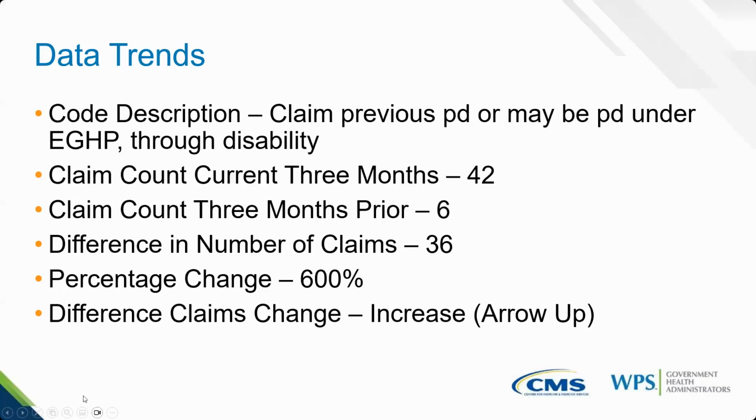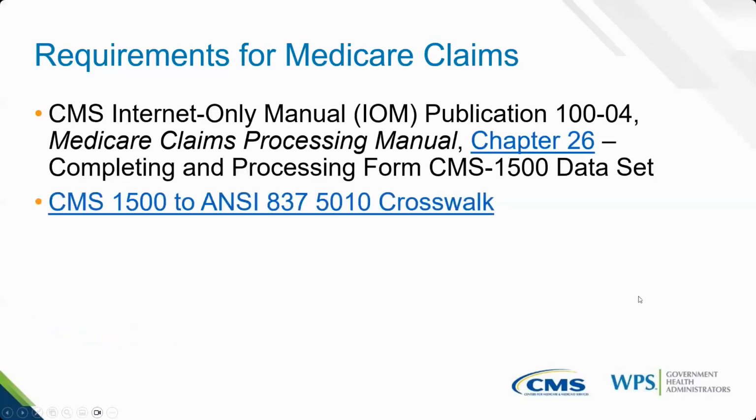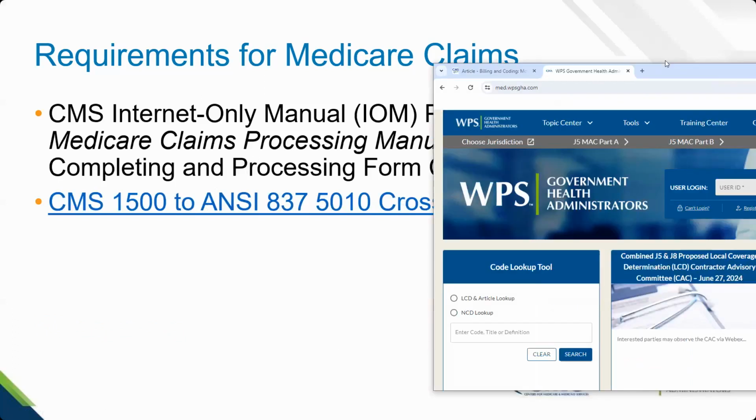All right, that is the actual data portion of this presentation, part of which I advertised I would share with you today. Here then are those resources, or sometimes I call them tools, to help you avoid these or fix them. This is the requirements for Medicare claims, and I did mention to you earlier that we have the claim form instructions. There's the link to that there in Chapter 26, and then this 1500 claim to the ANSI 837-5010 electronic claim crosswalk. I want to show you where to find that because I think it's a great tool.